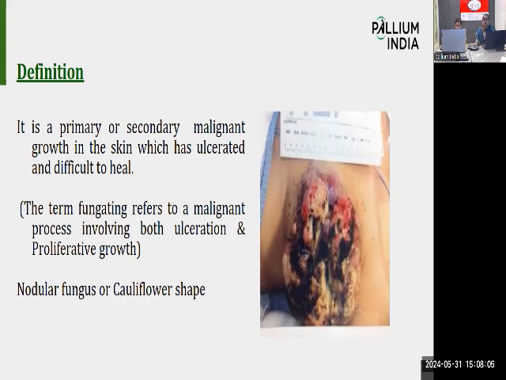So the important point is that these kinds of wounds are difficult to heal, not able to heal. We are able to control the symptoms. So our aim is to improve the quality of life of the patient and family through symptom control. There are a lot of symptoms. I'll come to that part later.